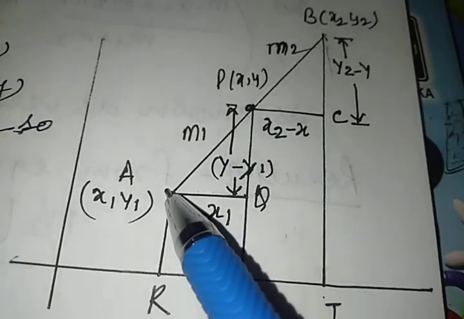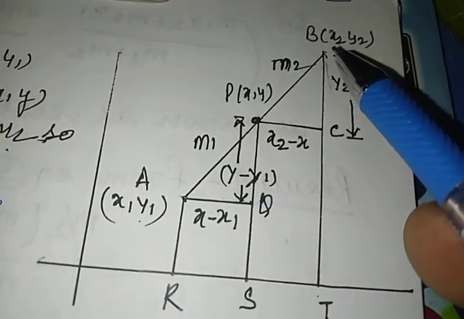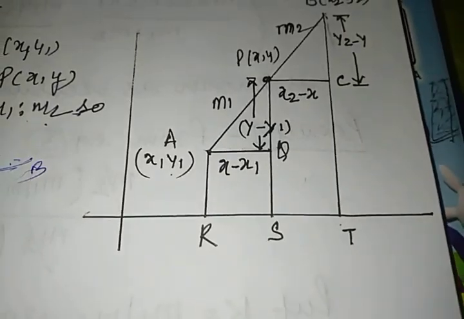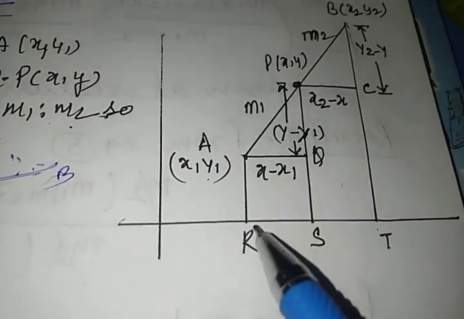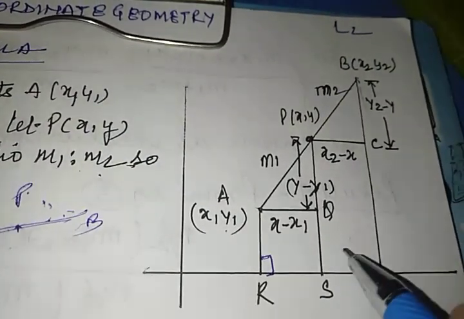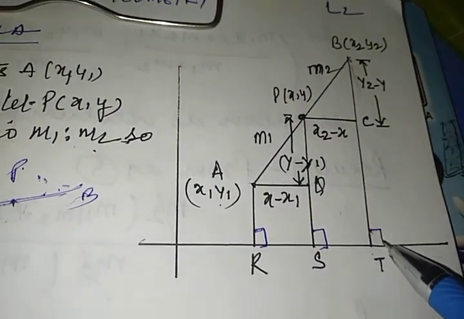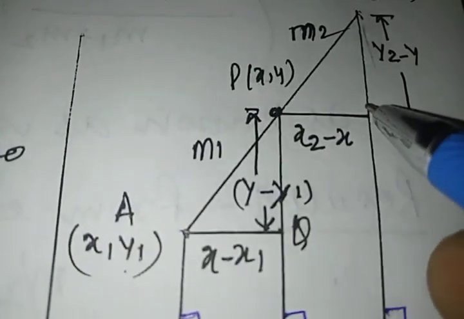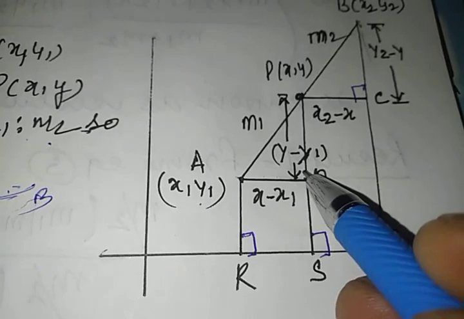Okay, so just come here, see very carefully. I'm explaining to you. This is line AB. This is point A, x1, y1. This is point B, x2, y2. And this is your point P, xy. From A we have drawn a perpendicular here, and from P we have drawn perpendiculars here and here. Then this will also be 90 degrees and this will also be 90 degrees, right?